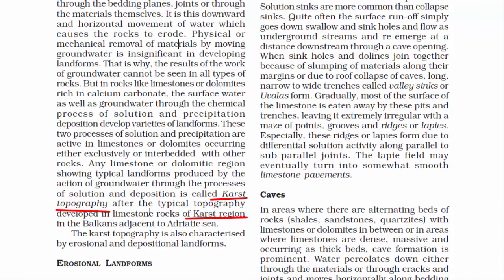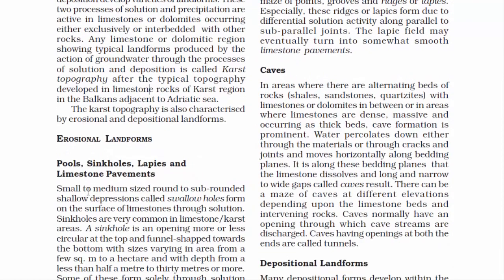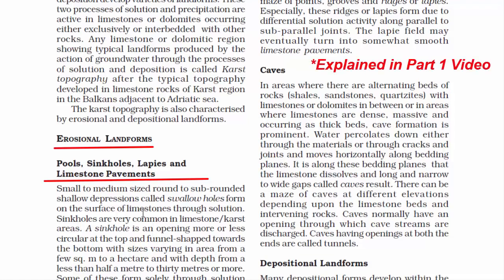Now we will read about different types of erosional landforms that exist due to groundwater. The first one is pools, sinkholes, lapiés, and limestone pavements. Now there are 4 words in it. Let me explain each one of them. Let me first explain pools. They are also called plunge pools. We have read about this a few minutes back.